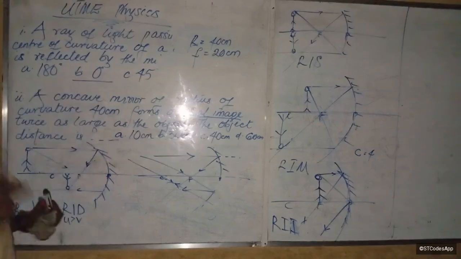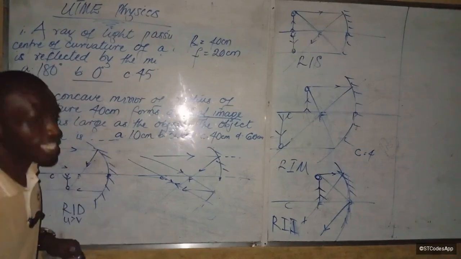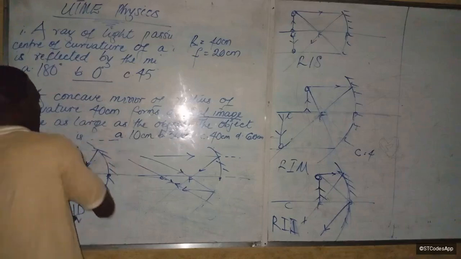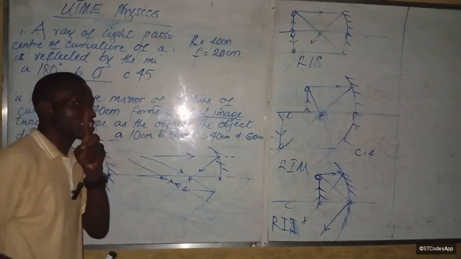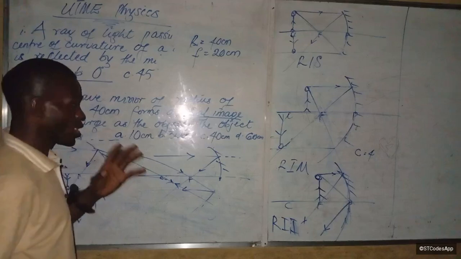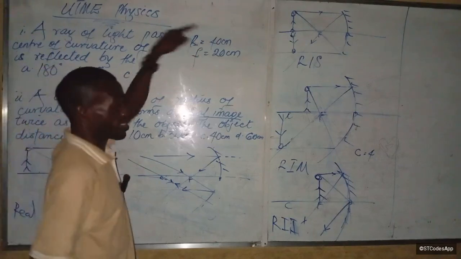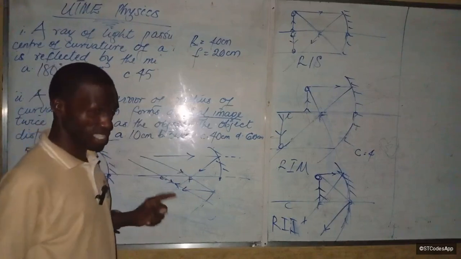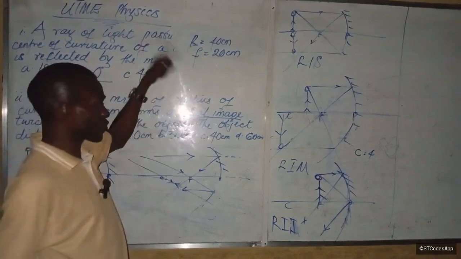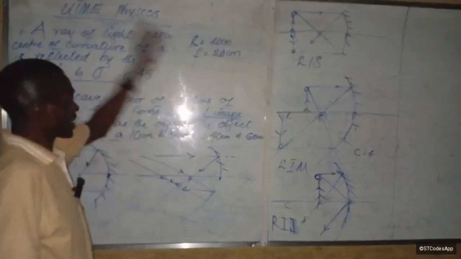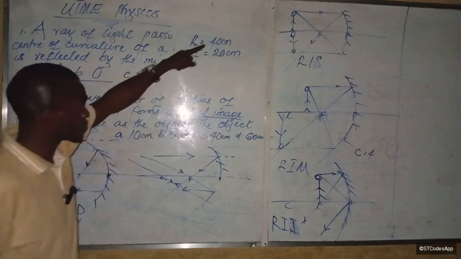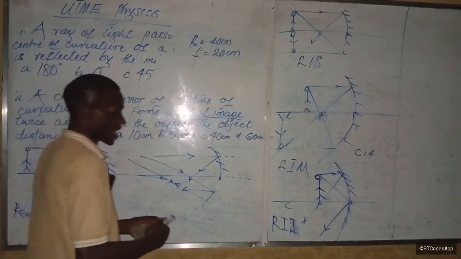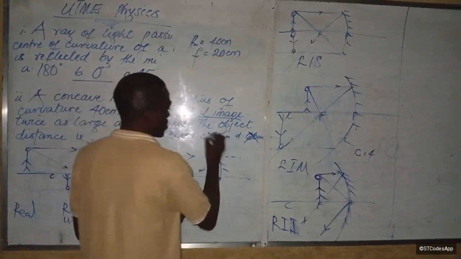If it forms a real image that is large, it means the image is magnified, right? Good. The object distance is what? Will the object distance be greater than 40 if the image is magnified? No, because if it's greater than 40, it will be diminished. If it's greater than 40, it means it is beyond C. So it has to be less than 40. So we have streamlined our answer. Our answer can never be 60 and can never be 40.